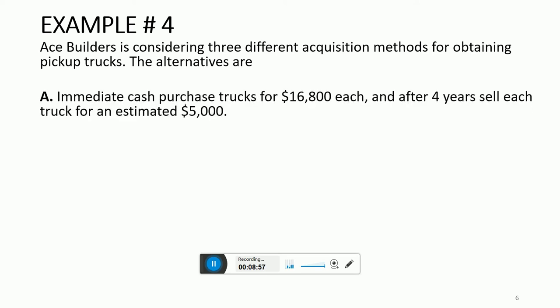The first alternative is an immediate cash purchase of the trucks for $16,800 each. He can purchase each truck at a cost of $16,800, and after 4 years sell each truck for an estimated $5,000.